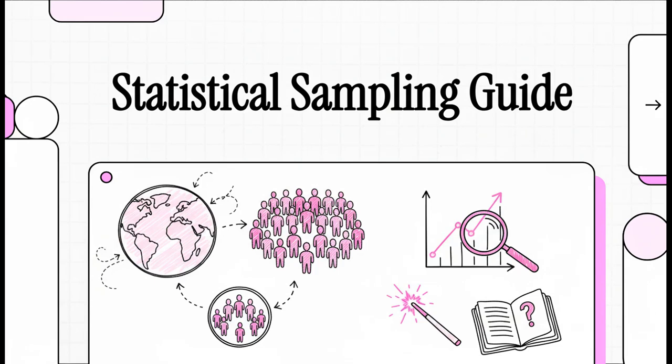You ever see a poll and just kind of wonder, how can 1,000 people possibly speak for an entire country? I mean, it seems impossible, right? Well, it's not magic. It's actually a really powerful statistical method. And today, we're going to break down exactly how it works.